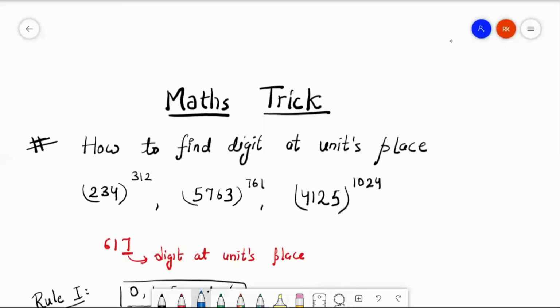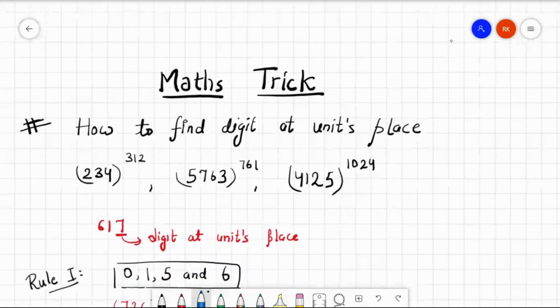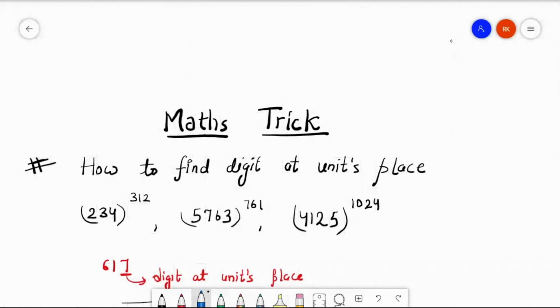You can see on the screen there are some numbers written like 234 raised to the power 312, 5763 raised to the power 761, 4125 raised to the power 1024. You would have seen in most of the competitive exams they ask to find the digit at units place of these numbers. Okay, so what do you mean by digit at units place?